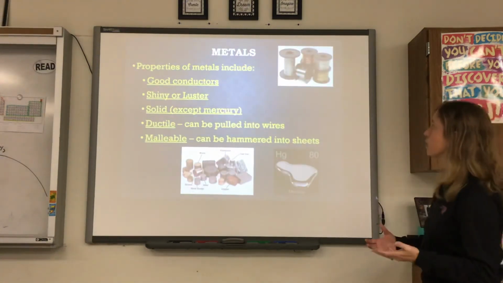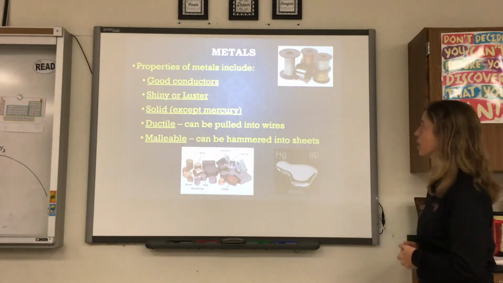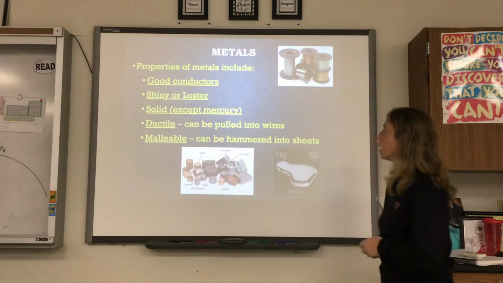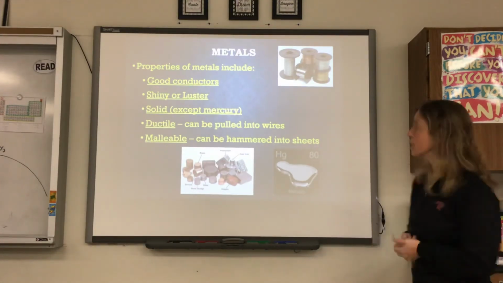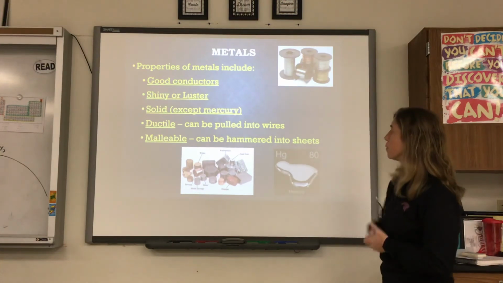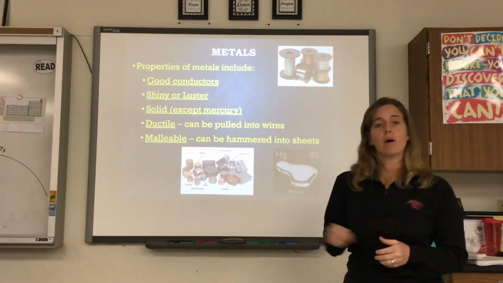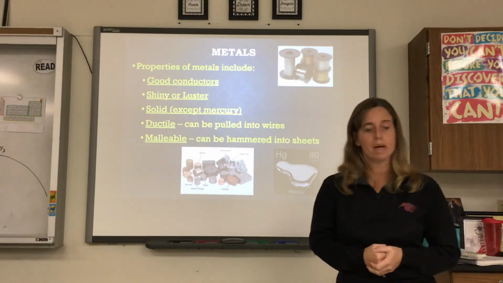Now, metals include good conductors. They are shiny, or lustrous. They are solid except for mercury. Mercury is the only liquid metal. They are ductile, meaning you can draw them into wires. This is how we got all of our technology. And then malleable, they can be hammered into sheets. You're actually going to see that in lab tomorrow when we do our lab. You're going to see some malleability. We're going to hammer some metal, okay?